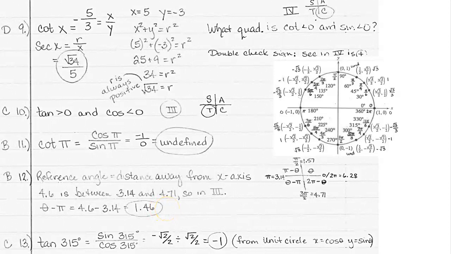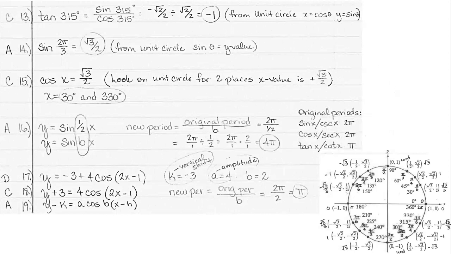All right, then 13, they asked me to find the exact value of tan 315. So I'm just going to come to my circle again. Here's 315. My tangent value comes from taking my sine and dividing it by my cosine. So these are my tangent values out here. So that tangent would just be -1. All right, then for 14, we want the exact value of sine 2 pi over 3. So again, I'm just going to come to my unit circle. Here's 2 pi over 3. And so my sine is the same thing as my y value. So that'd be positive square root of 3 over 2.